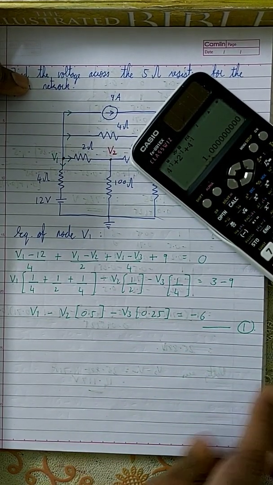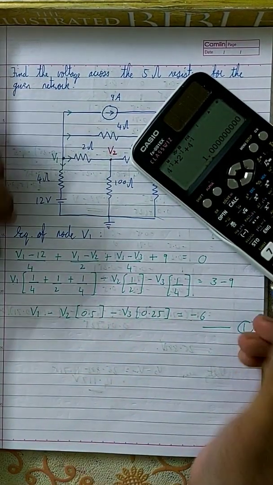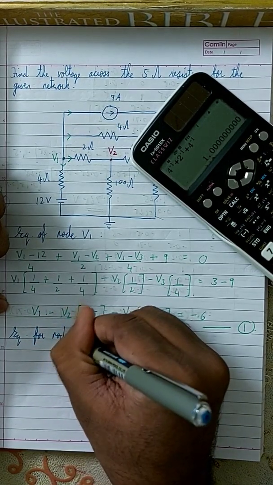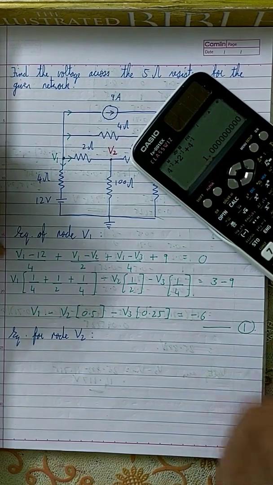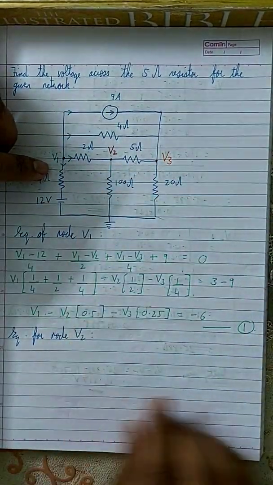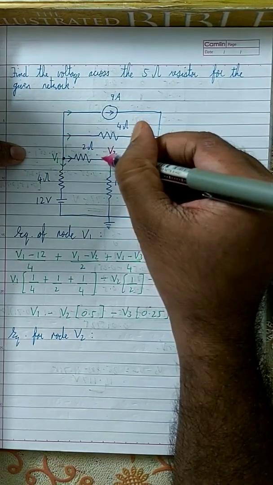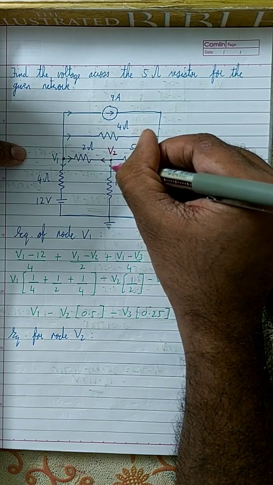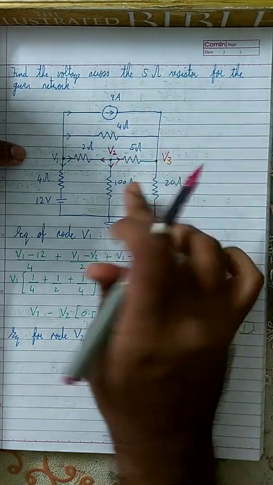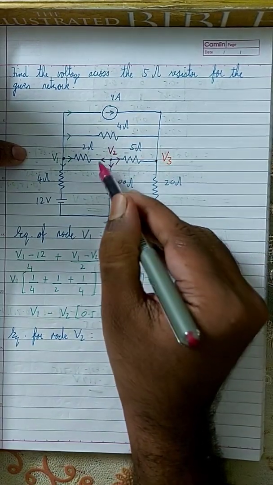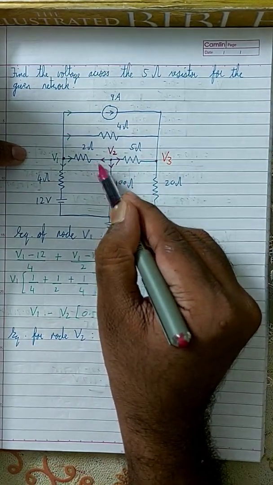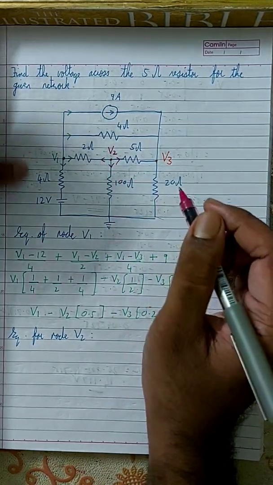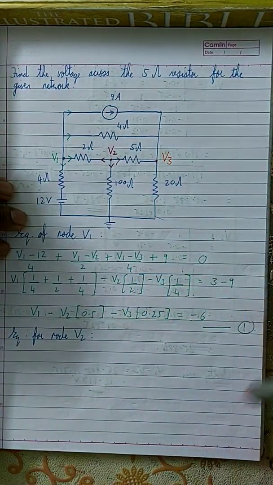Next I'm going to write the equation for node V2. If you look at V2, how many branches does V2 have? One branch is going outward like this, the other branch is going outward like this, and the other direction is like this. So there are 3 branches. I am going to assume all the currents are outgoing currents, so that everything will start with V2 minus, V2 minus, like that.